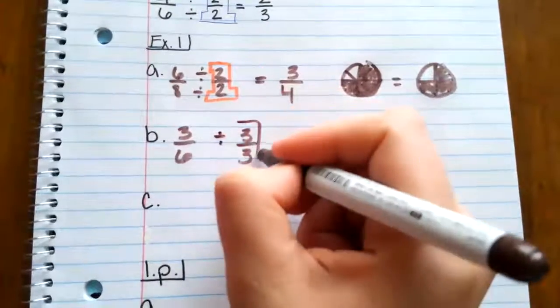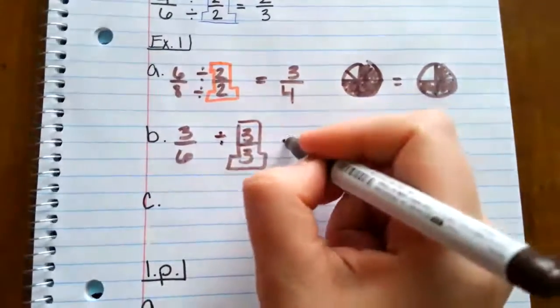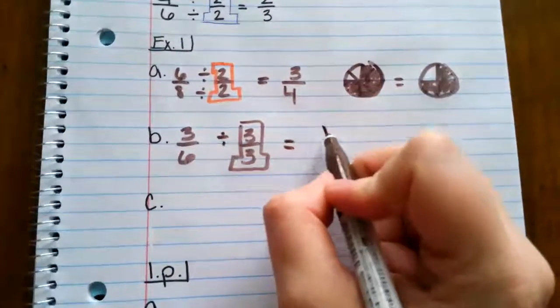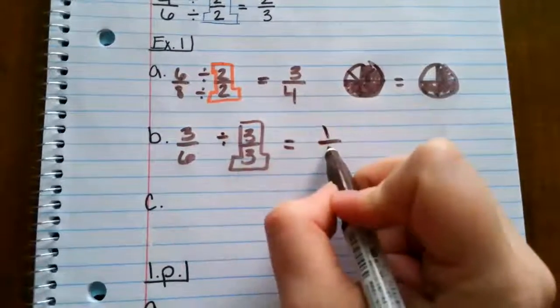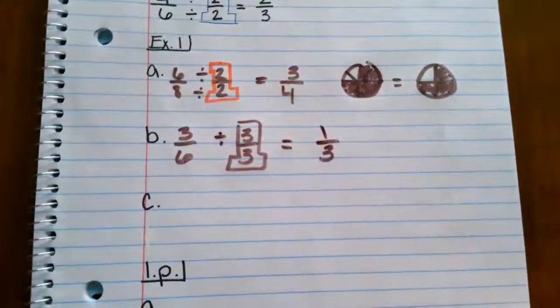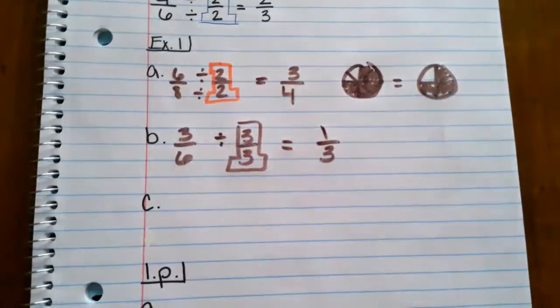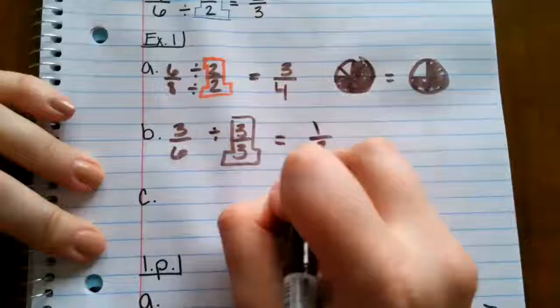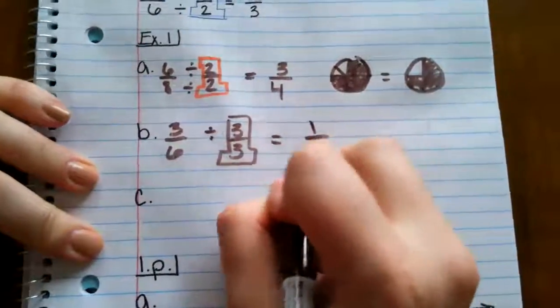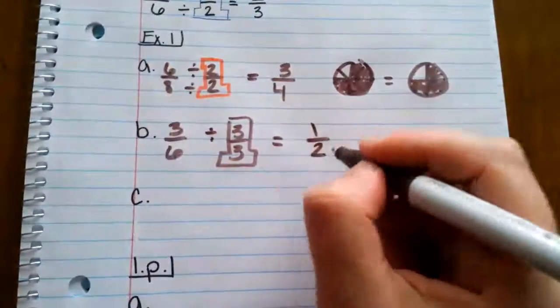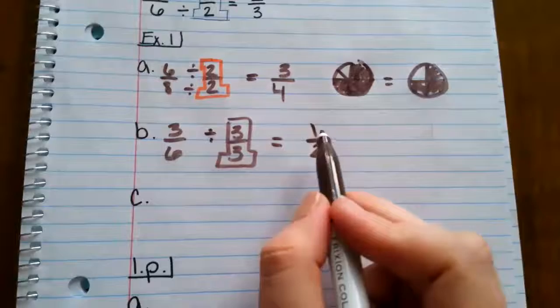Remember, my 3 is equal to a 1. 3 goes into 3 1 time. 3 goes into 6 3 times. So I know that my fraction 3/6, oops, it doesn't go into it 3 times. What am I thinking? It goes into it 2 times. Silly me. I know that 3/6 is equivalent to 1/2.